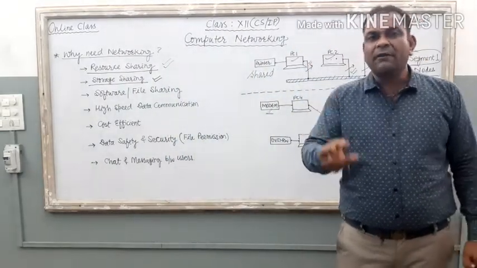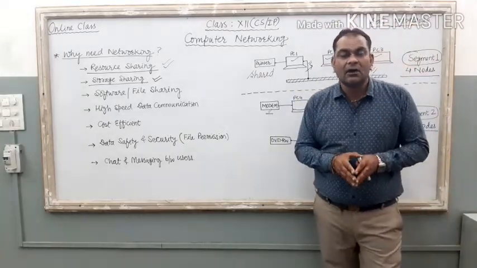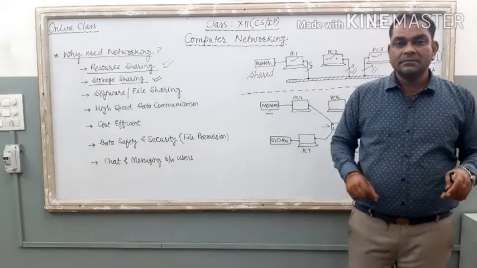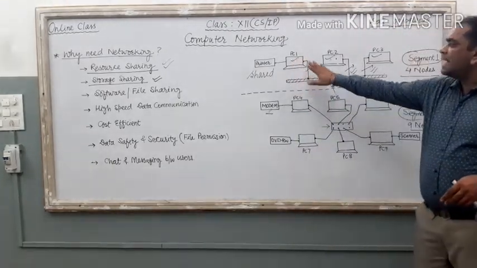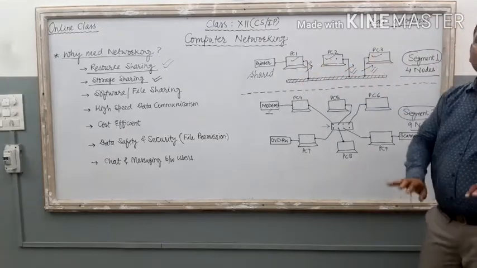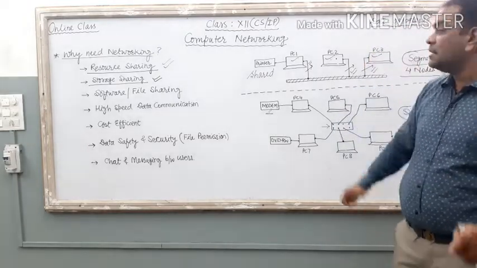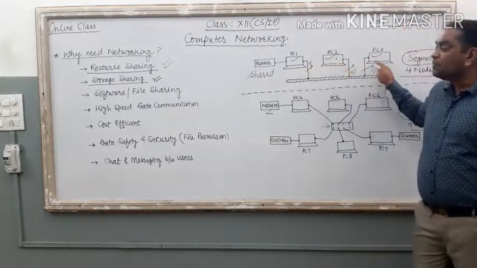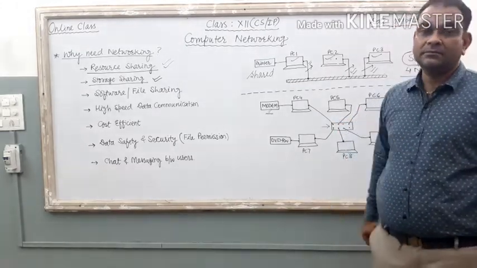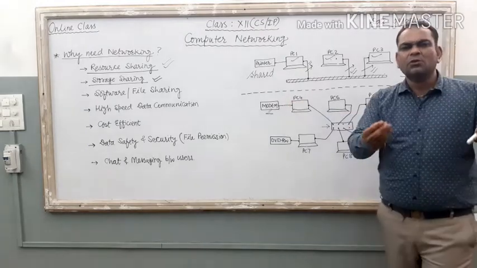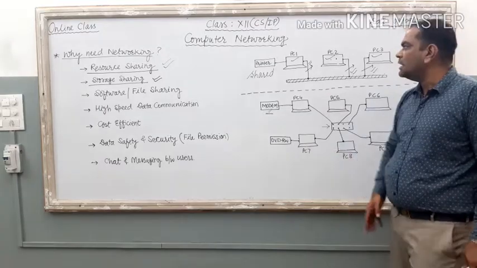To store our files, our data, our software, the primary storage device of our computer is the hard disk. Now, come to the first diagram: PC1, PC2, PC3. If all these computers are standalone, we should purchase a hard disk for each and every computer to store the individual data of the user. Here, the hard disk cost is about 2,500 or 3,500, something around that.